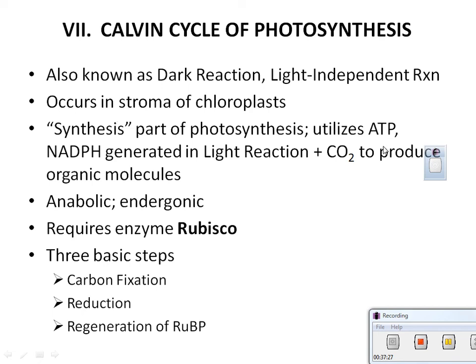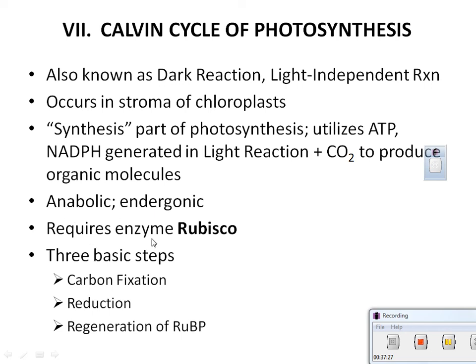It's going to use ATP and NADPH, which were both generated in the light reaction, plus we have to use the carbon dioxide, which remember is a reactant, in order to produce our organic molecules. So this is an anabolic process. Remember, it's not catabolic, it's anabolic. Also endergonic, because we're going to take that energy and store it in the bonds, our chemical energy of food.